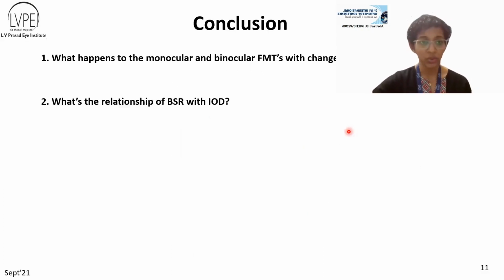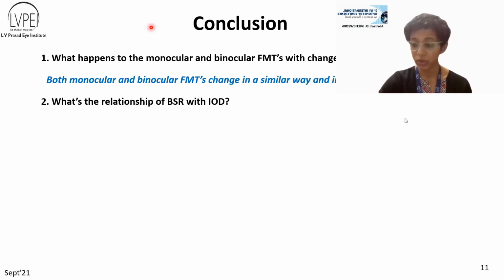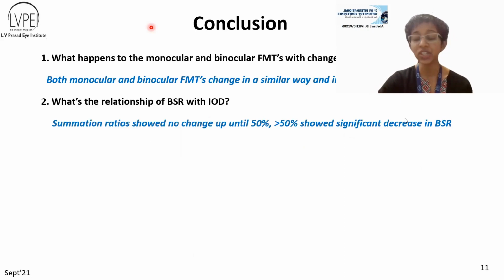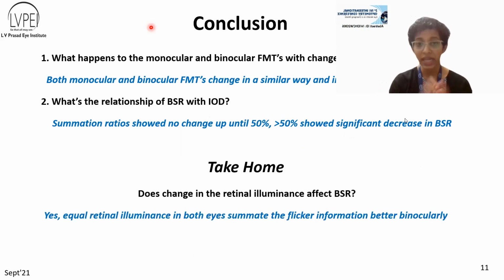To conclude, both monocular and binocular thresholds changed. The BSR definitely changed beyond 460 trolands of difference, or 50% interocular difference. So if you ask me what's the take home from this 10 minute presentation, yes, regarding retinal illuminance and the BSR relationship, we need an equiluminant target or equal retinal illuminance in both eyes to summate any information better, especially flicker information.